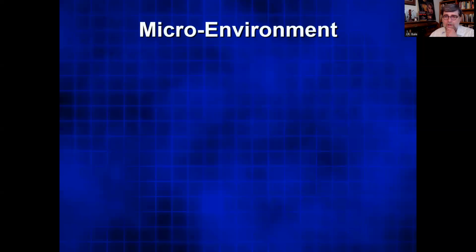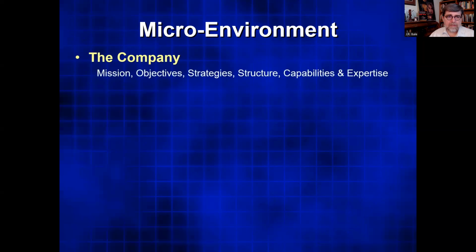The microenvironment, which I just mentioned a moment ago: these are things, like I said, the company, what's their mission, what are their objectives, what strategies are they undertaking, capabilities and expertise, and how that's expressed through its structure. Not every product works for every company. Every company has certain core competencies, and does the product that you want to market fit within its overall strategic plan, its strategic structure? So that will have an effect.